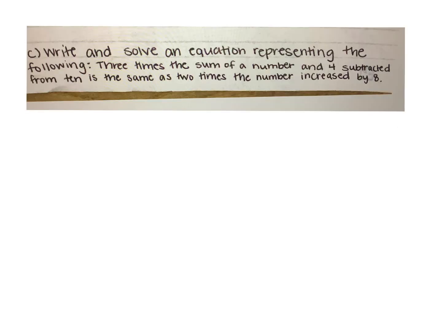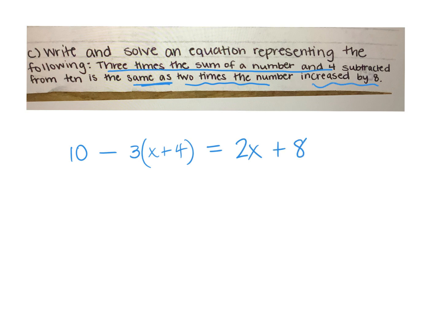All right, last one. It says we want to write an equation for this, so I'm going to let you pause the video and try to write an equation for this. Okay, so it says 3 times the sum of a number and 4. So I'm going to do 3 times the sum of a number, we'll call that x, and 4. And it says that is subtracted from 10. So that means that amount is taken away from 10. And it says it's the same as, so same as means equal, 2 times the number, 2x, and then increased by 8, I would add 8.